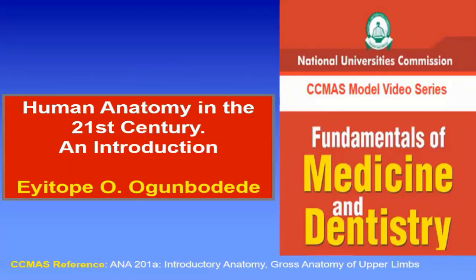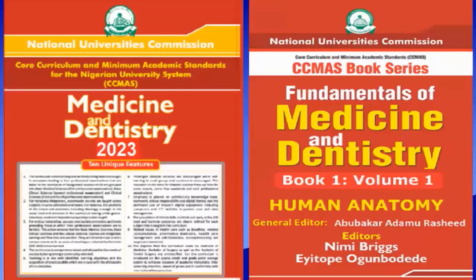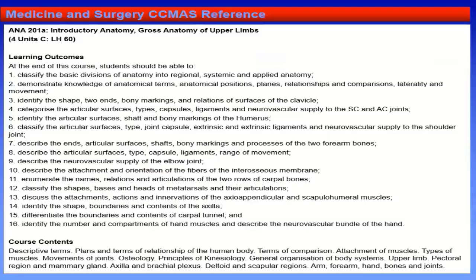This lesson, we're going to be discussing human anatomy in the 21st century, an introduction. And this is chapter 1 of the Fundamentals of Medicine and Dentistry, Volume 1, Human Anatomy. The Core Curriculum and Minimum Academic Standards for the Nigerian University System is unique and has quite a number of features. And as I have said, this lesson is taken from Book 1, Volume 1, which is Human Anatomy.